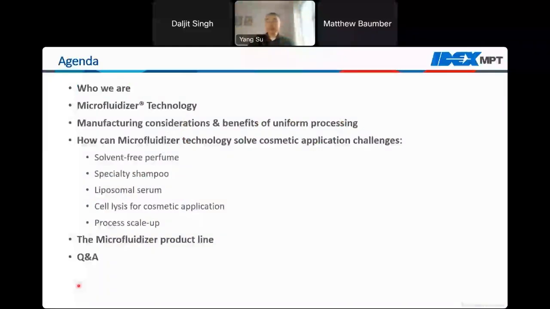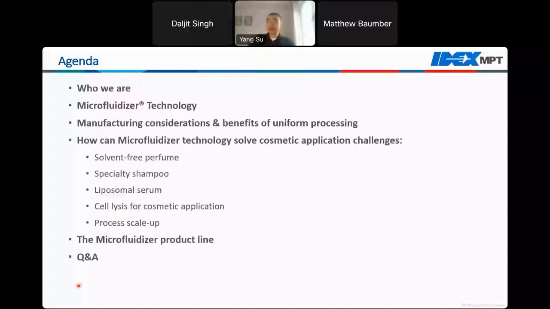Here's a brief agenda for today's presentation. I'll be starting by talking a little bit more about Microfluidics as a company, and then switch to explain how the technology works. Before I move on to more case studies, I want to briefly discuss some of the considerations when you're selecting your manufacturing technologies or methods, and why uniform processing is important and what benefit it can provide.